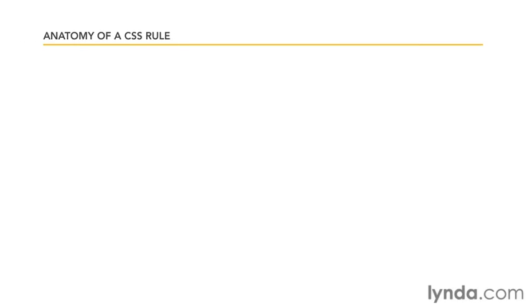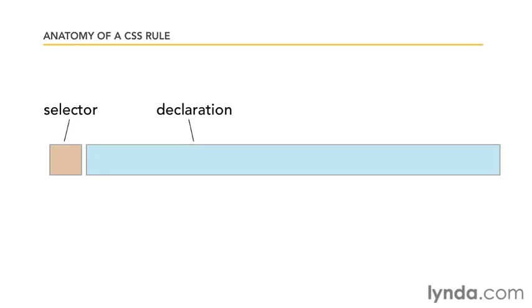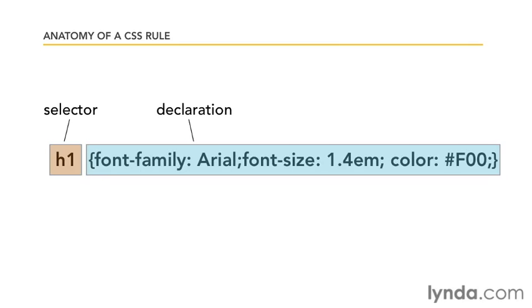Styles in CSS are made up of two parts, the selector and the declaration. The selector comes first and describes the element on the page that is to be controlled through this rule. Here we see what is known as an element selector, and it will be controlling all heading 1s in our current document.